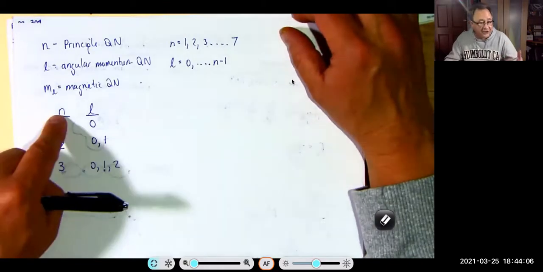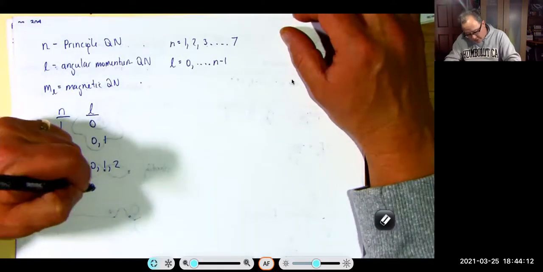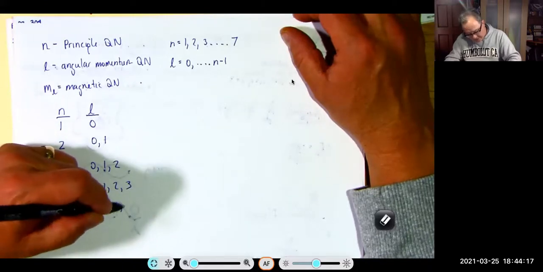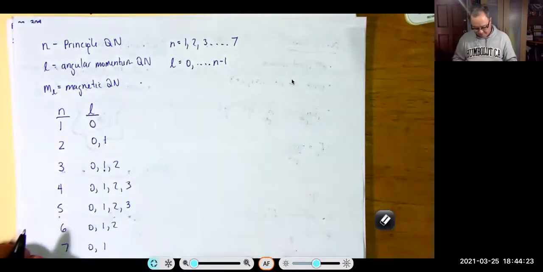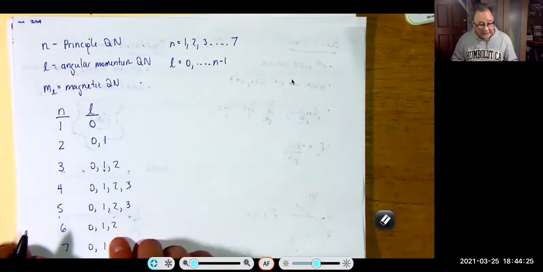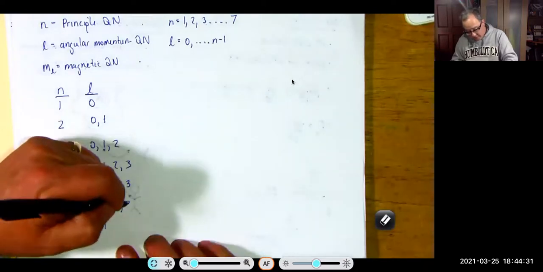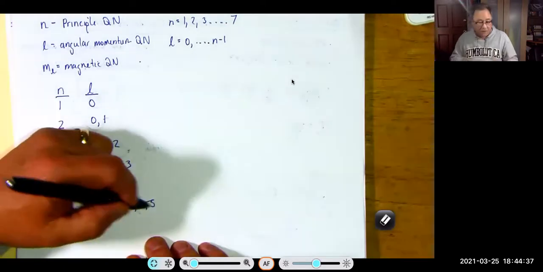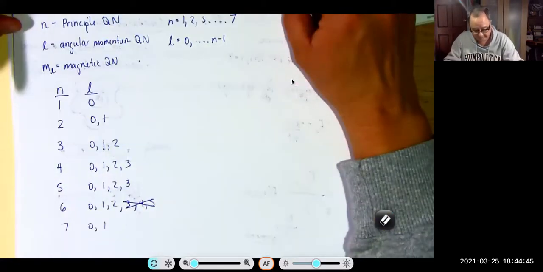So the n is called the shell rather than the orbit. And so 4, you're going to have 0, 1, 2, 3. 5 is going to be 0, 1, 2, 3. 6 is 0, 1, 2, and 7 is a 0, 1. Now, technically, 6 could be 0, 1, 2, 3, 4, or 5. The reason it's not 3, 4, or 5 is because we don't have atoms that need those angular momentum quantum numbers.